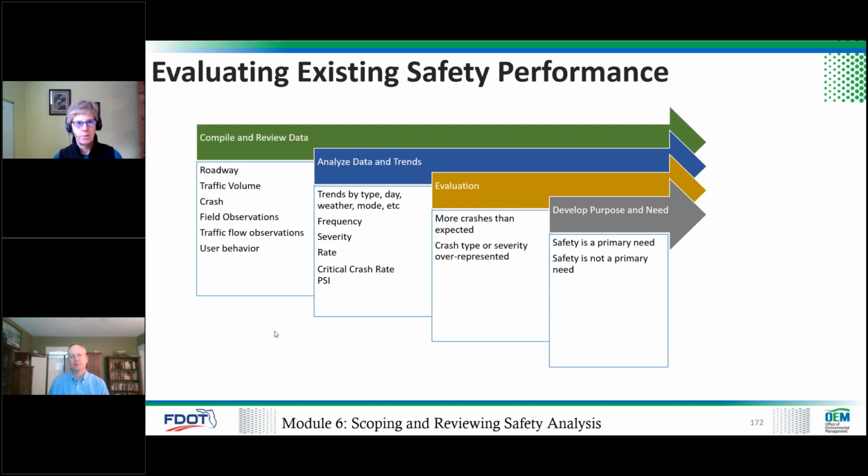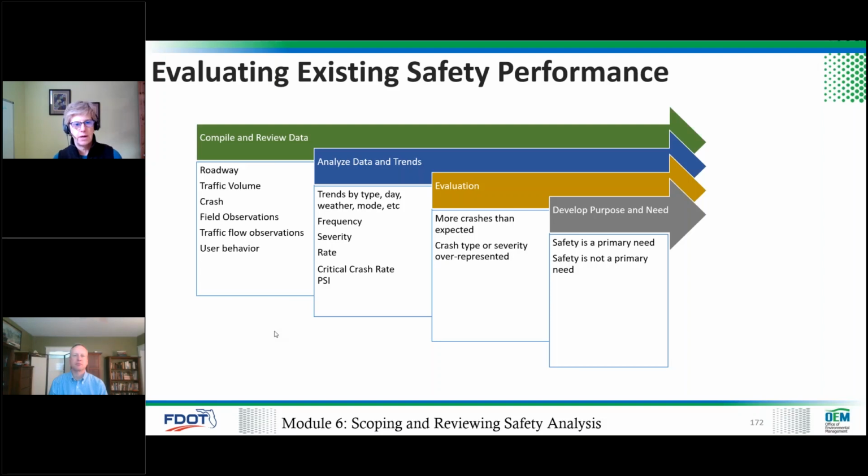So the very first step in understanding existing safety performance is compiling all your data, and the typical data is shown there. Definitely you're going to need roadway traffic volume and crash data as we've demonstrated. And then you're going to want to go out in the field, look at user behaviors, look at traffic flow, things like that.